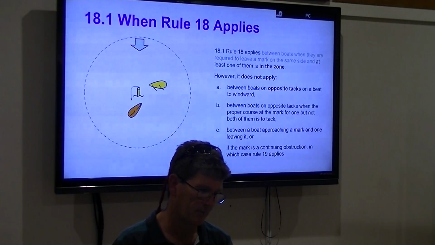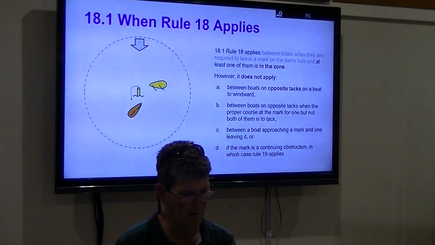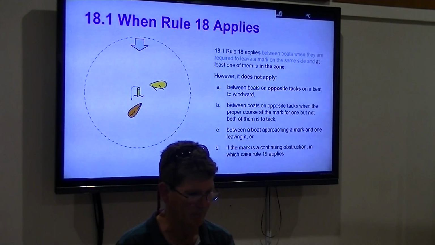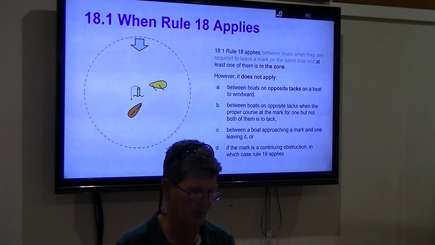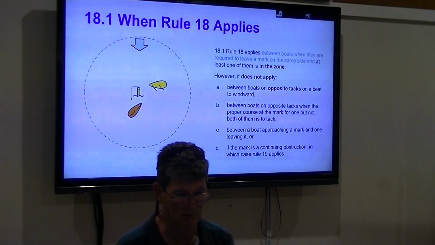Okay, these 2 boats. Are they on opposite tacks? Yes. It's not a beat to windward. The course for one of them is to tack, but the other one is to bear away. So orange has to tack and yellow has to bear away. So 18 doesn't apply to these guys either. So that's B. It's very subtly different to A, but it doesn't apply.